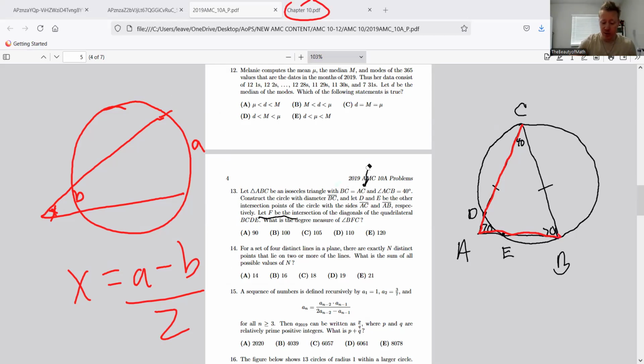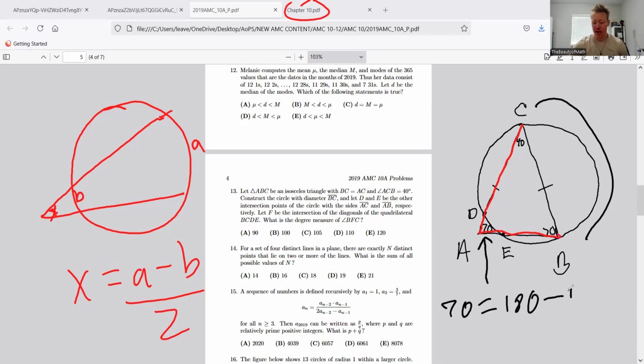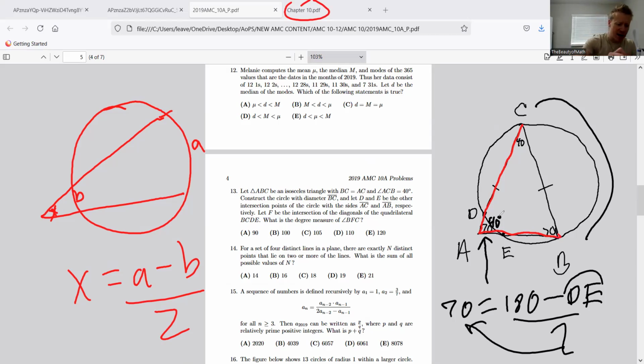So anyhow, continuing on from this point, what does that mean? Well, this angle here is 70 and that arc is 180. So 70 has to equal 180 minus arc DE over 2. Multiplying by 2 gives 140. That means arc DE right here must be 40 degrees. That's the arc measure, not the angle. Okay, so now let's go back, make the font smaller, and draw what they're talking about. What is the degree measure of BFC? And F is the intersection of the diagonals.